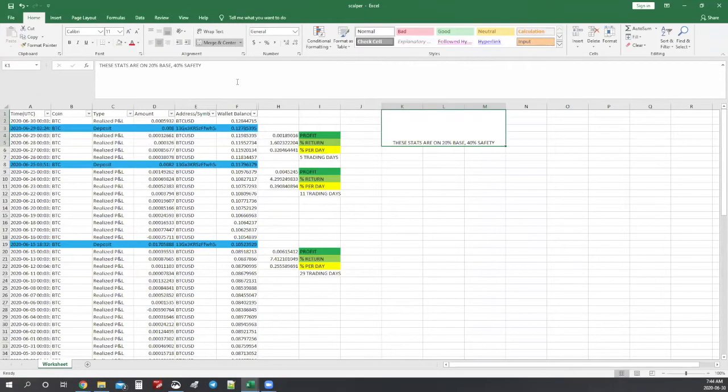If you went to 40% base, 80% safety, obviously it's more risk, but these numbers would double. Returns would double. So that would be for those advanced users of ours, I should say.